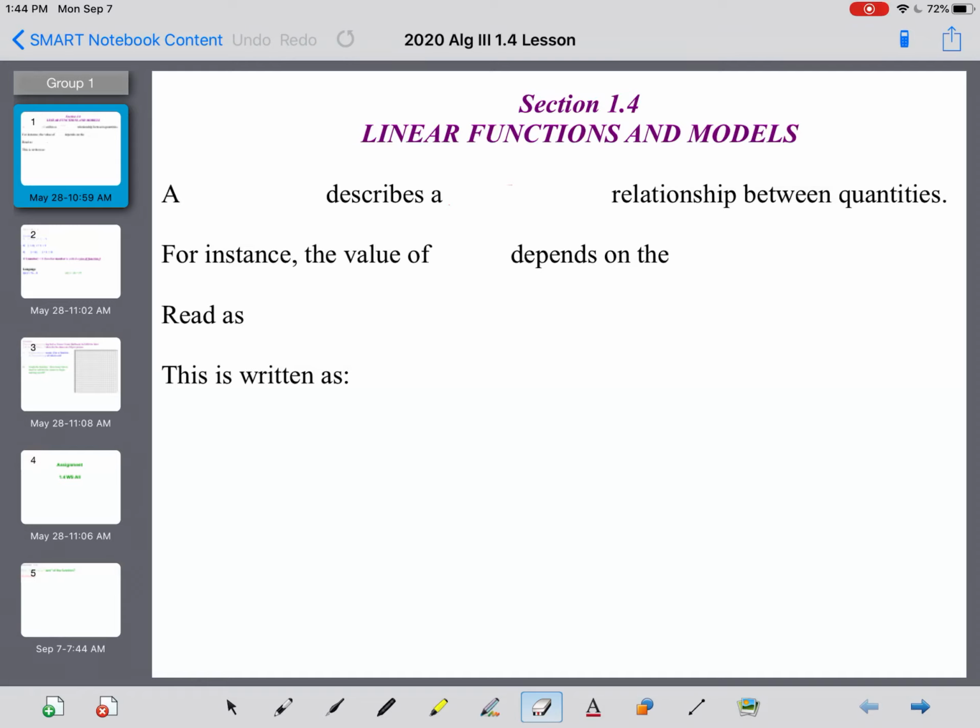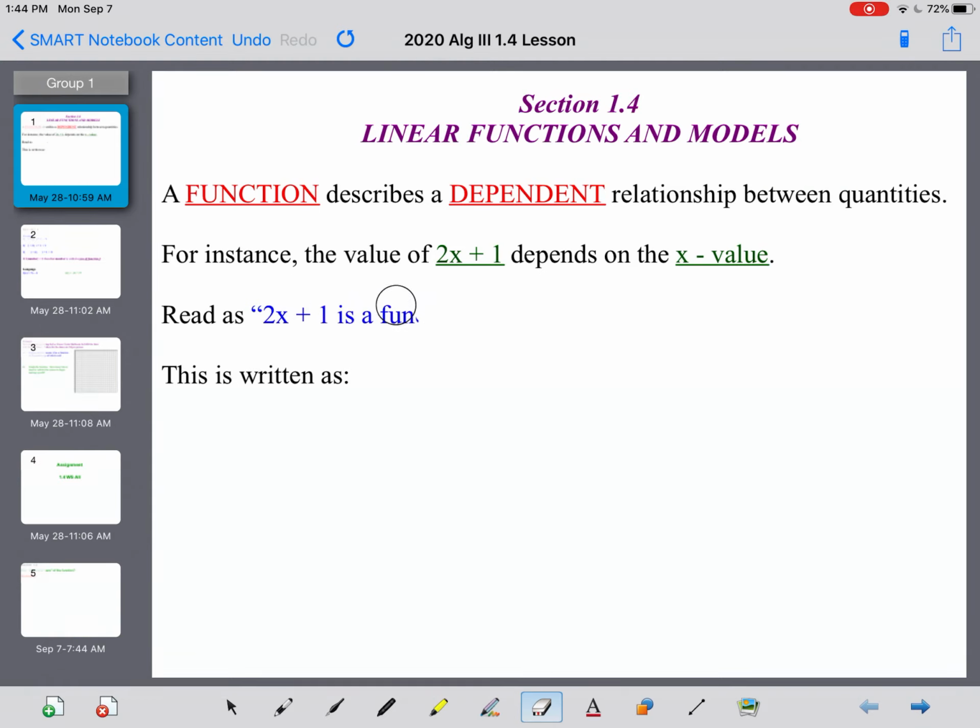So if we go ahead here, in your notes, a function describes a dependent relationship between quantities. Just like what you do for schoolwork is kind of dependent on what day of the week it is, that's a dependent relationship. For instance, the value of some x expression depends on what you put in for the x value. Okay? And we read this aloud as saying that 2x plus 1 is a function of x.